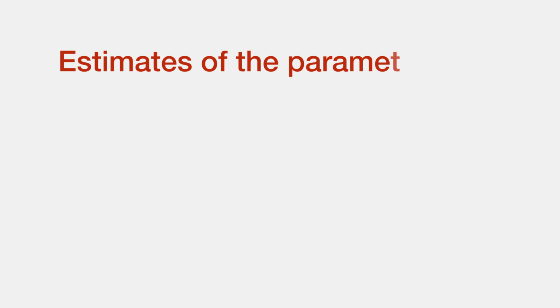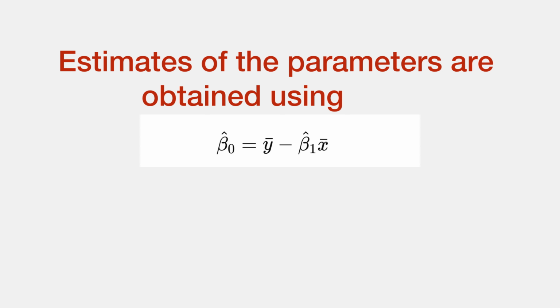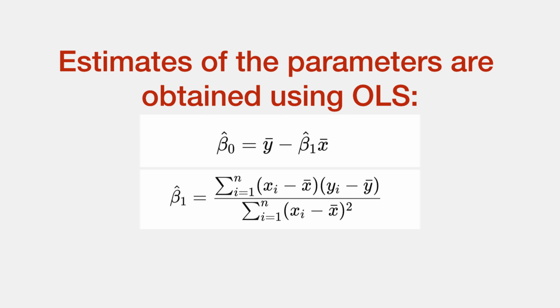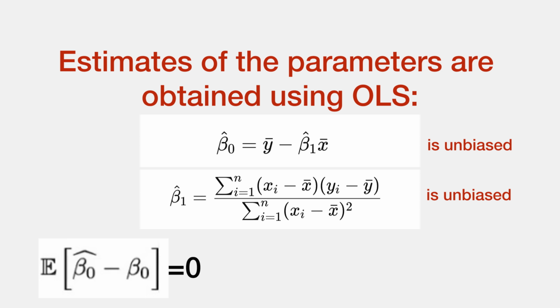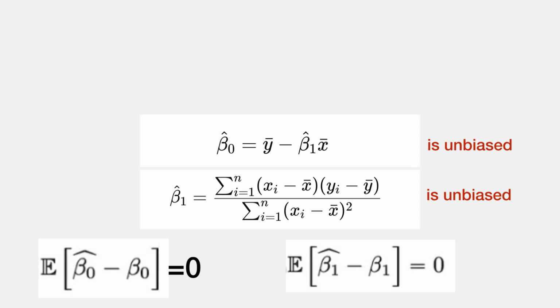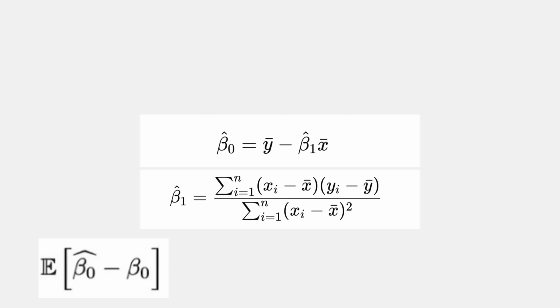Perfect. So the estimates we have used here for beta naught and beta 1 are the estimates we obtained using the ordinary least squares estimation method, which are beta naught hat and beta 1 hat. We have already proved that beta naught hat and beta 1 hat both are unbiased. And therefore, we get that the first term, the expectation of beta naught hat minus beta naught, is equal to 0. And the second term, which is the expectation of beta 1 hat minus beta 1, is also equal to 0.